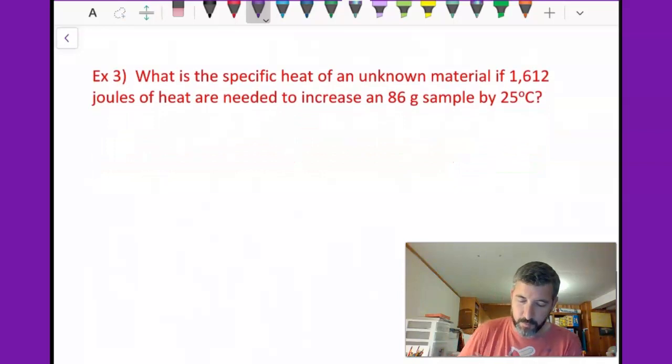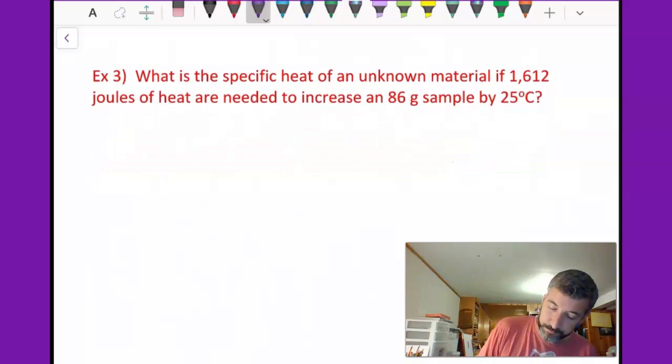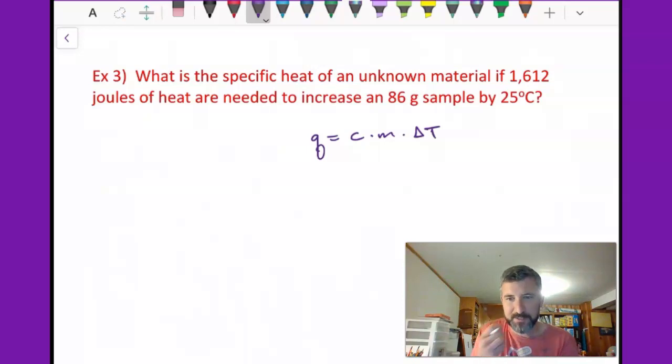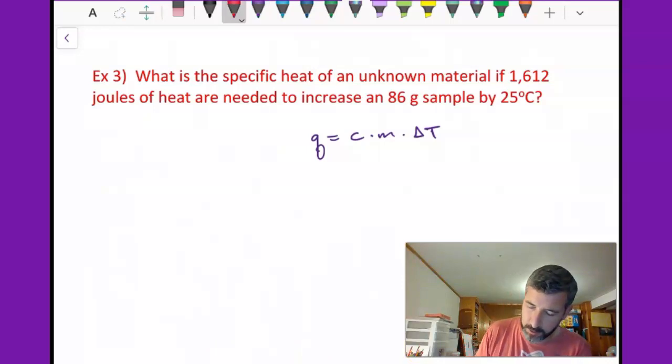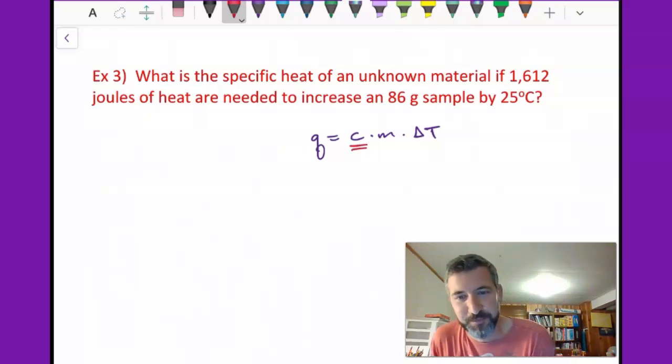Okay, one more problem. This time we're asking for the specific heat. So if I'm going to say what is the specific heat, let's start with our first equation, Q equals C times M times delta T. Which one of those stands for specific heat? Right, so the specific heat is the Q. Sorry, the specific heat is the C.